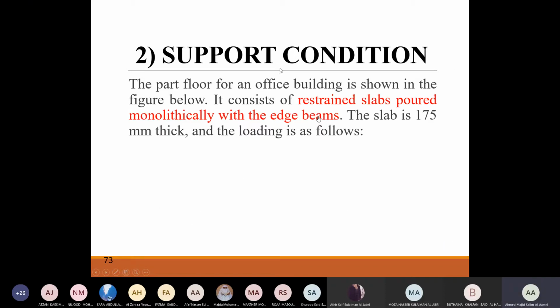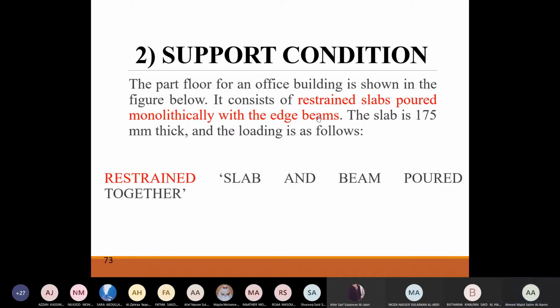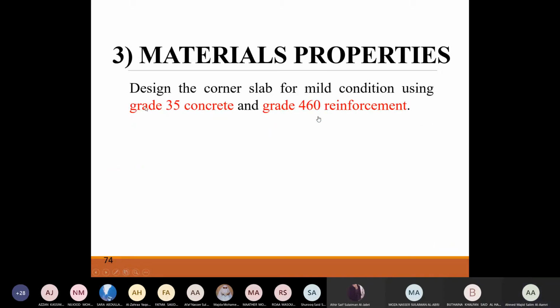After that, we checked the support condition. For a two-way slab, we have two cases, either simple or restrained. Restrained is the big table; simple is the small table, if you remember. It has been said clearly here that it's restrained, and slabs and beams are brought together. For material properties, it was given that the grade of concrete is C35 and the grade of steel is 460.